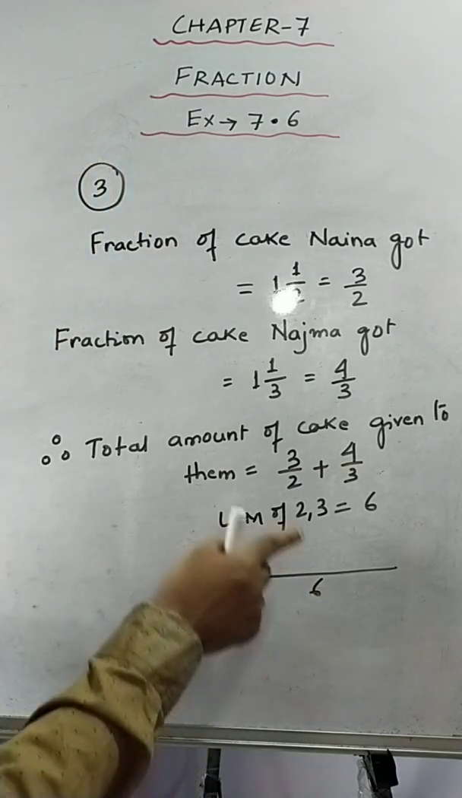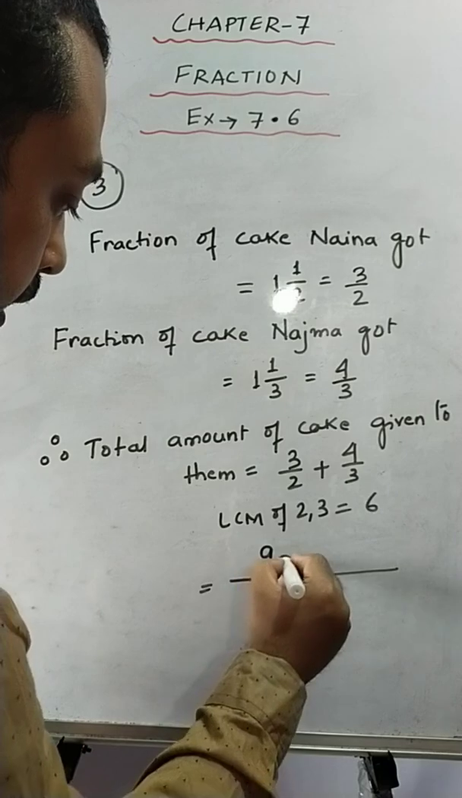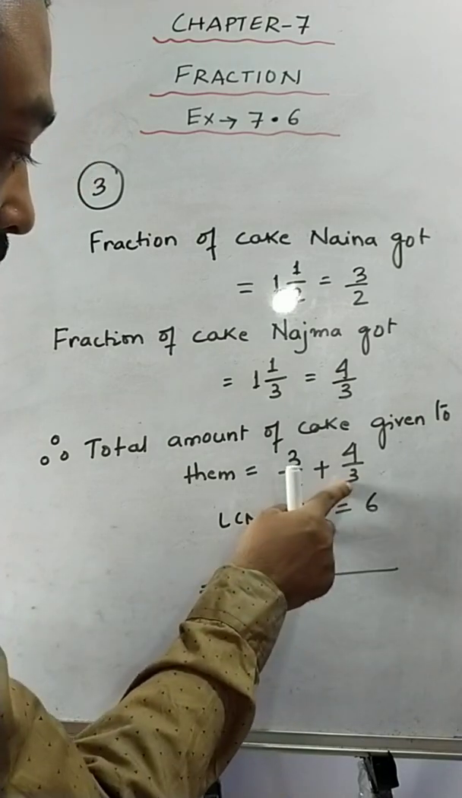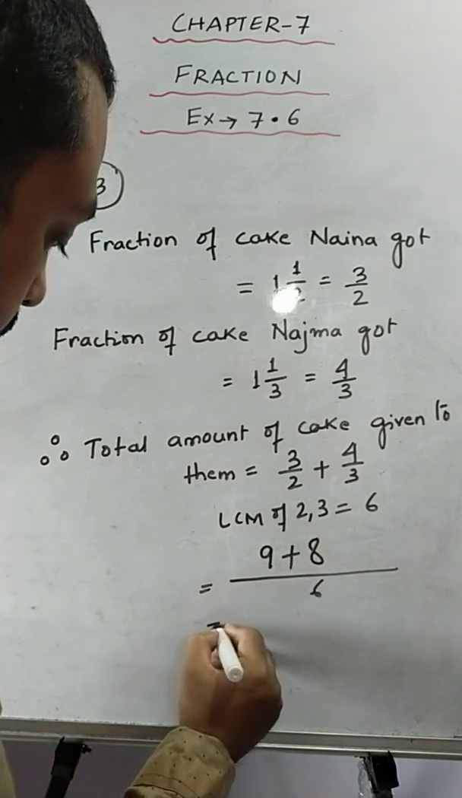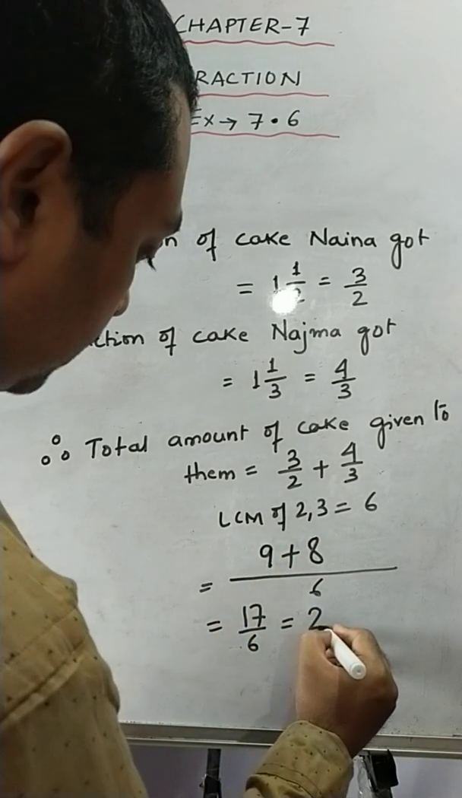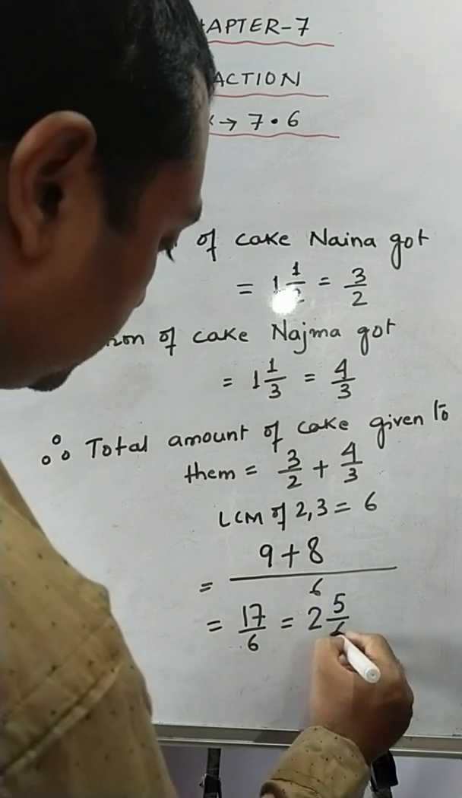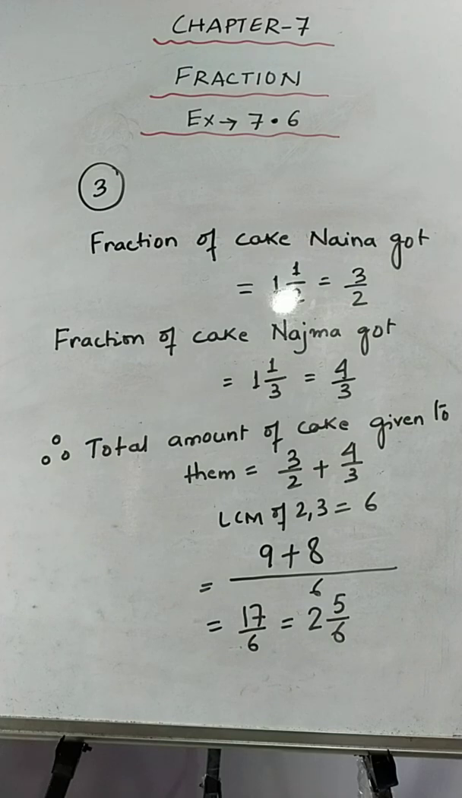Now 6 divided by 2 is 3. 3 into 3 is what? 9. 6 divided by 3 is what? 2. 2 into 4 is 8. So 9 plus 8 is 17 by 6, and that would be 2 whole 5 by 6 answer. Okay, so this is the solution of sum number 3. Now let's move on to sum number 4.